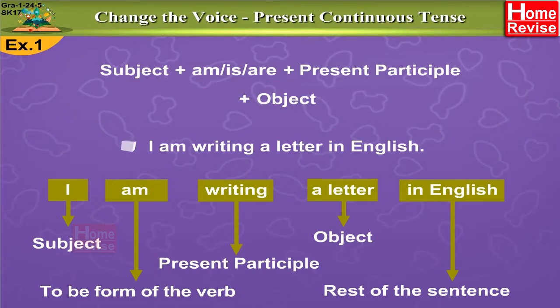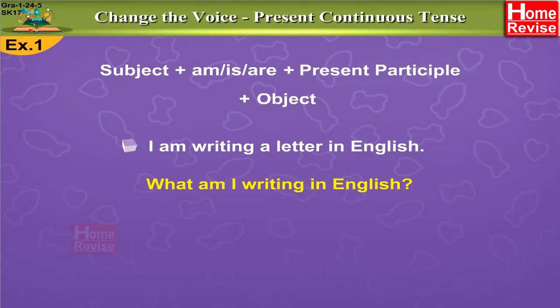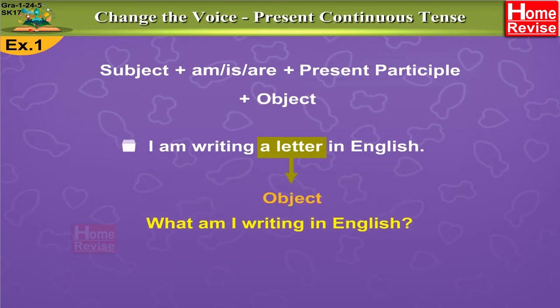Well, you definitely would like to know how to identify an object from the sentence. It's very simple. Just ask a question beginning with what. So for this particular example, we will ask the question, what am I writing in English? A letter. So whatever answer you get is the object.